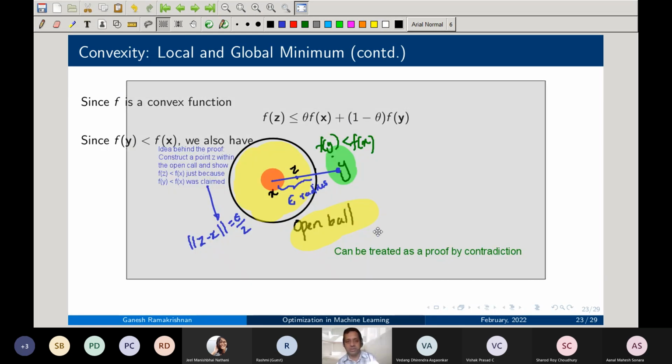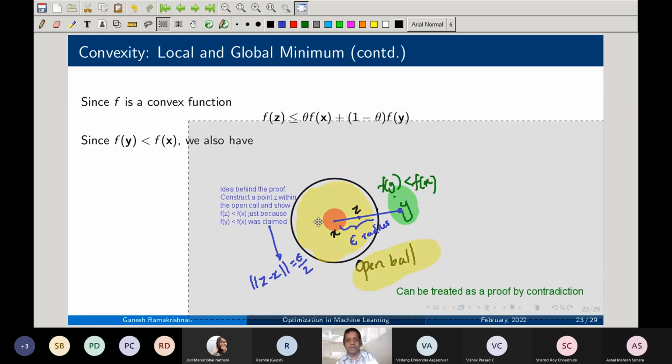So I'm just going to give you the context again here. So f of z is less than or equal to theta times f of x plus 1 minus theta times f of y. F of y is also less than f of x. Now the rest is simple. What would you do?